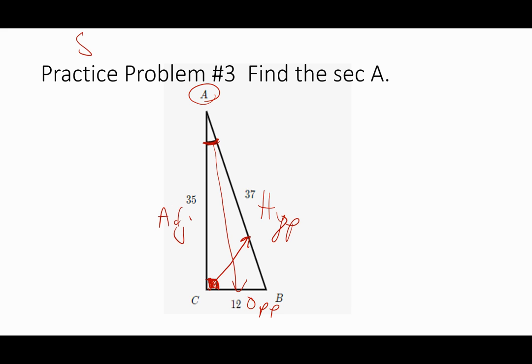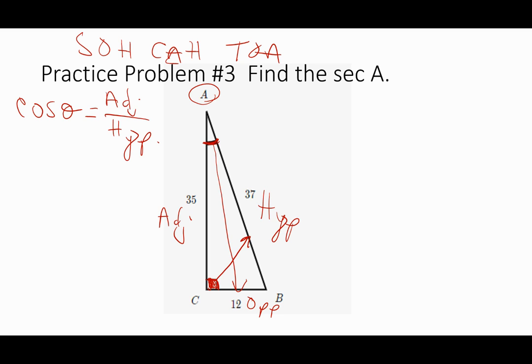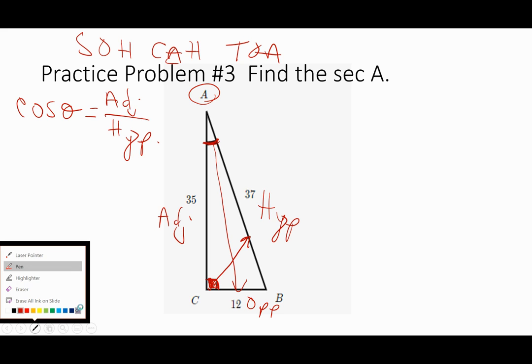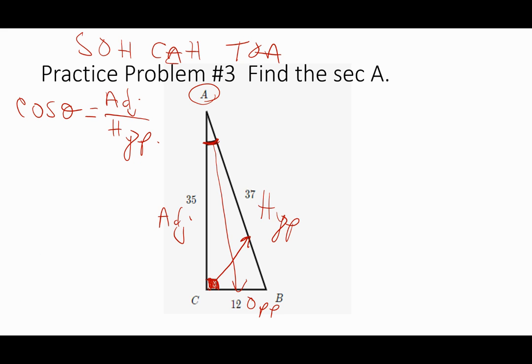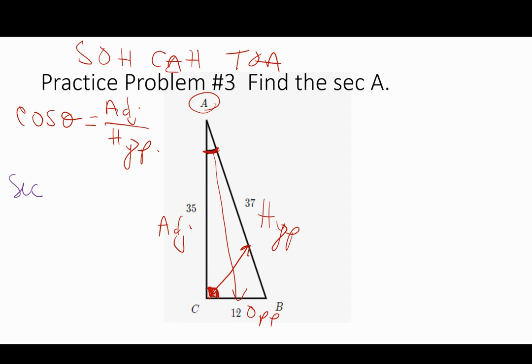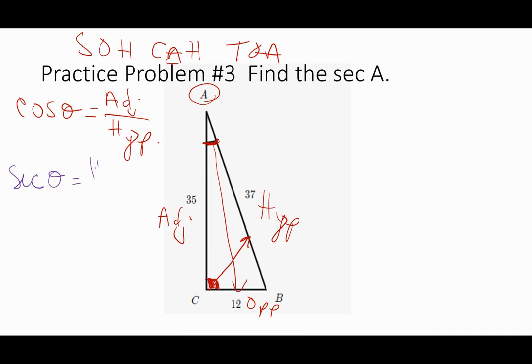SOHCAHTOA, and so secant is related to our cosine. Our cosine of theta is adjacent over hypotenuse. So looking at this now, we know that the secant of our angle measurement is going to be hypotenuse over adjacent.